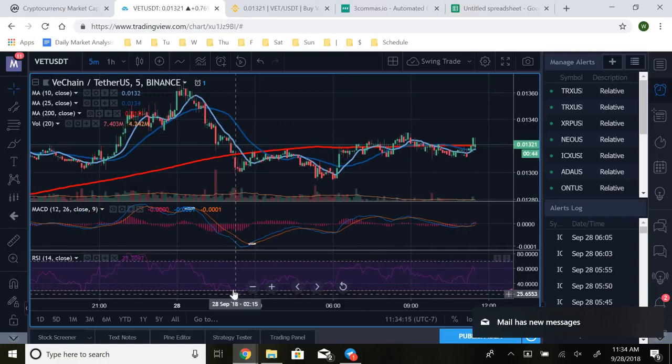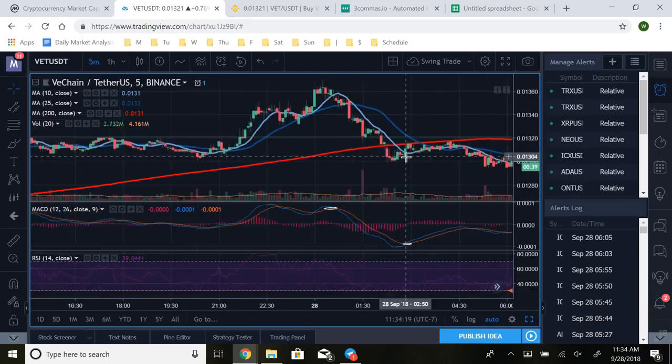So first step is see the oversold sign on the RSI. Second step is we want to see a confirmation of momentum.